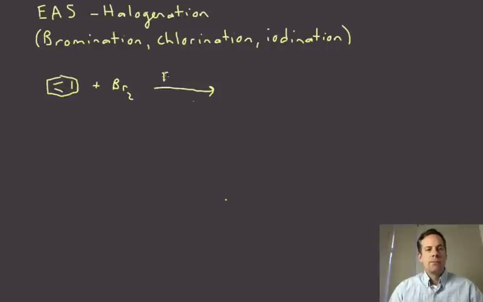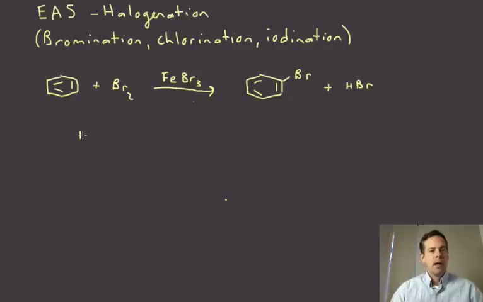If we can do something to the bromine to make it more electrophilic, then a reaction can happen. What we need to do is add a catalyst. In this case, we're going to add iron tribromide. If we do that, then the bromination reaction can occur. We will add a bromine to the ring, and the byproduct is going to be an equivalent of HBr. The question we want to understand is, why does adding this iron tribromide catalyst make this reaction occur?